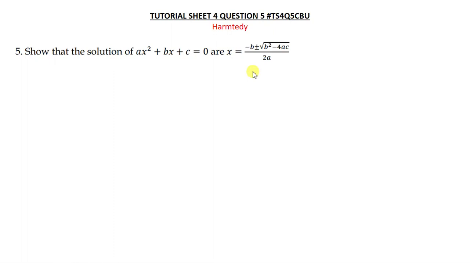Alright, so let's quickly solve the question. What we can do first is take this c to the other side of the equal sign, so that we have ax squared plus bx is equal to negative c. Now we can divide everything by a so that we remain with x squared there. Then here we're going to have bx over a, and this is going to be equal to negative c over a.